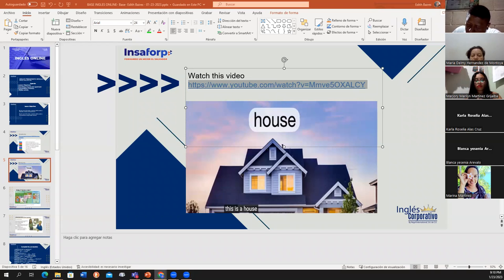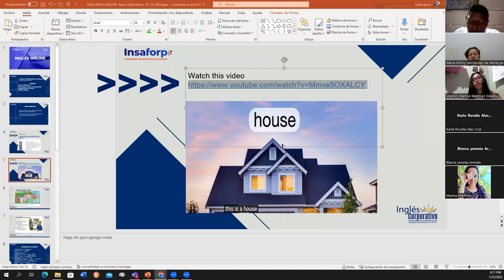A garage, apartment, oh, flat, balcony, this is a townhouse, house. Ready, miss. Ready? Yes. Okay. Good.